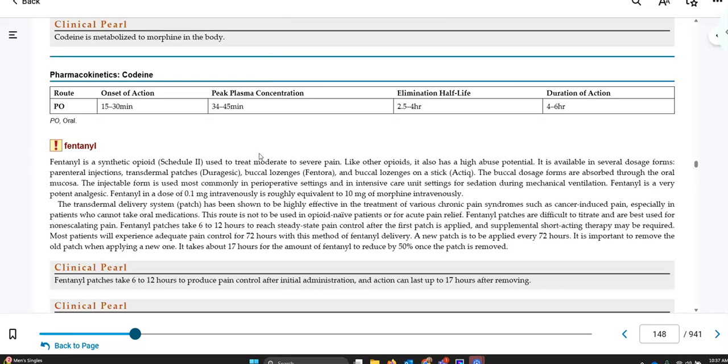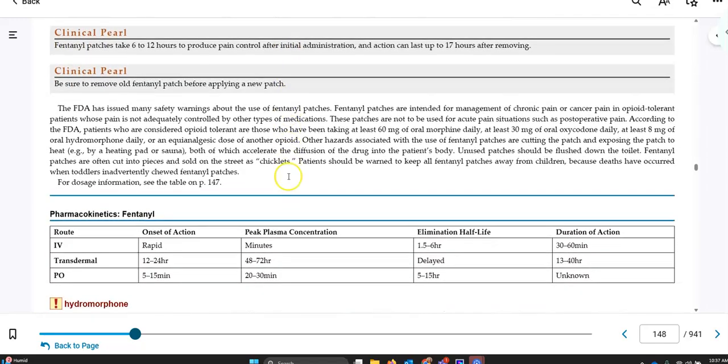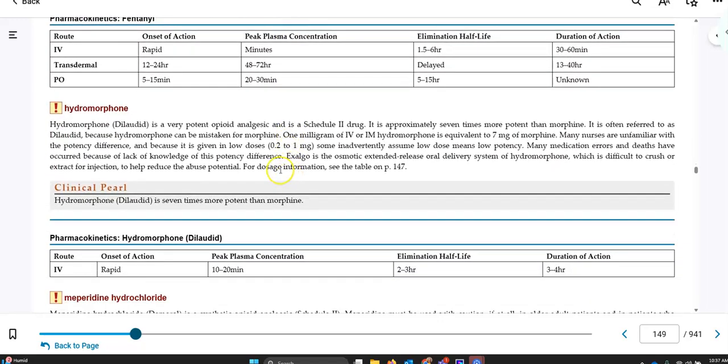Nurse prerogative on this one is to ensure that when you're putting on a new patch, you take off the old patch and dispose of it properly. Keep scrolling through some of these.